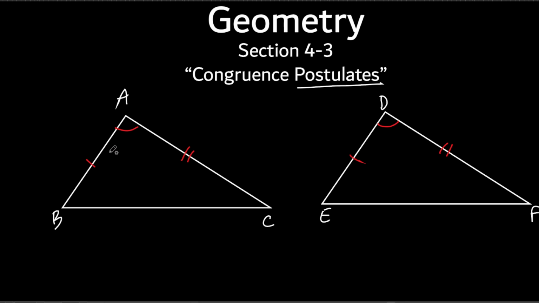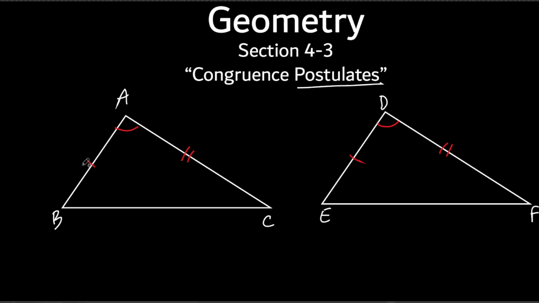The angle in between. Very good. It's the angle in between those two sides that are equal. You follow me? It doesn't mean that AB and AC are equal. Everybody understand that, right? It means that AB and DE are equal, and it means that AC and DF are equal, and the included angle, the angle that's in between those two sides, if they are all equal to each other, then these triangles are congruent.